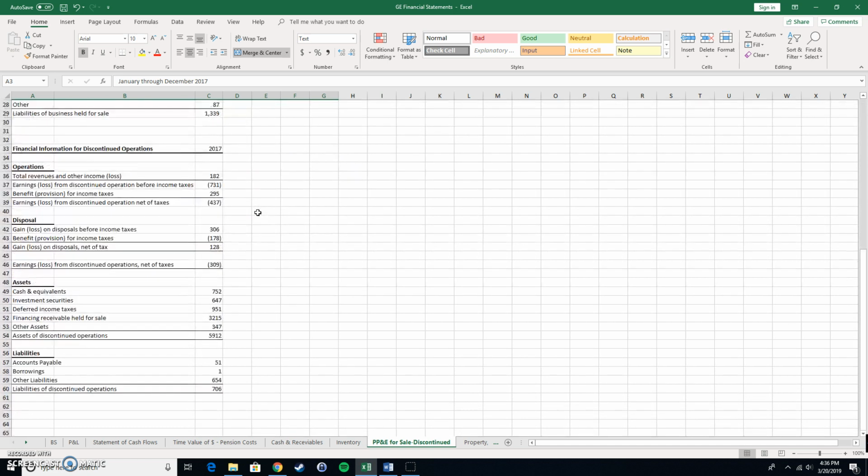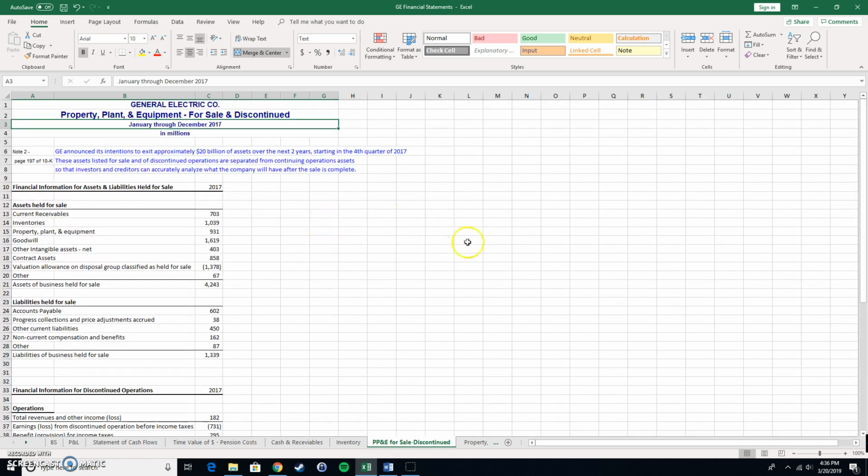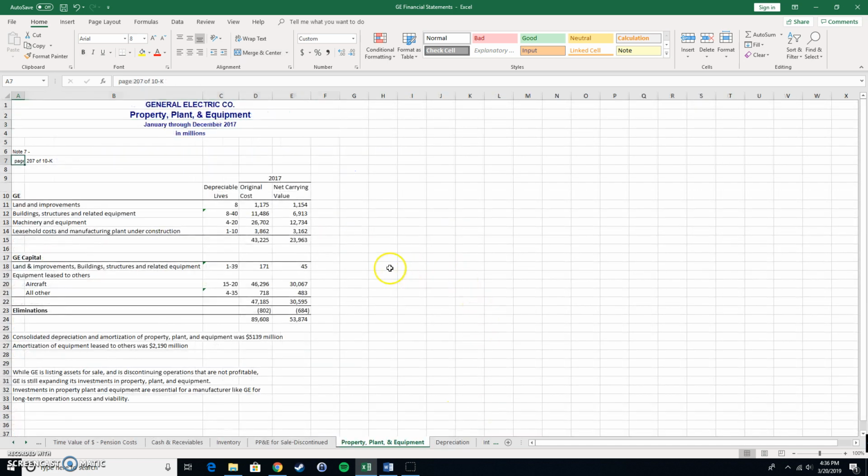information for discontinued operations that is separate than the next tab, which is just the property, plant, and equipment purchases for 2017. And there's a little analysis there at the bottom.